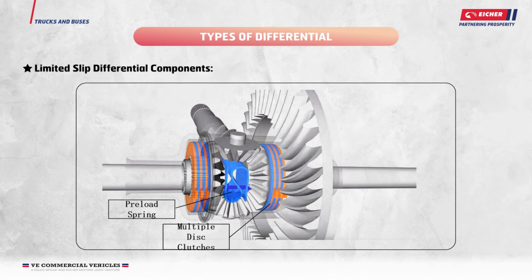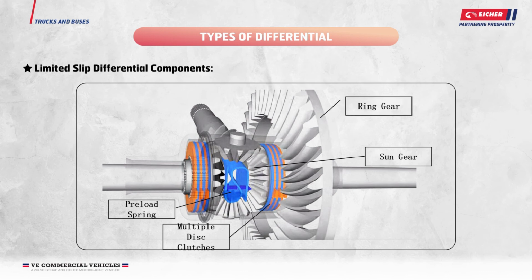Construction of limited slip differential. Apart from the basic components of a standard open differential, a limited slip differential has a series of friction and steel plates packed between the side gear and the casing. Friction discs have internal teeth and they are locked with the splines of the side gear. So, the friction discs and the side gear will always move together.